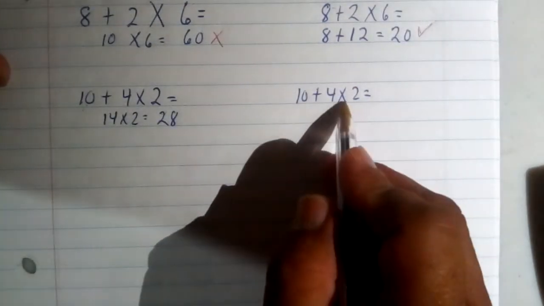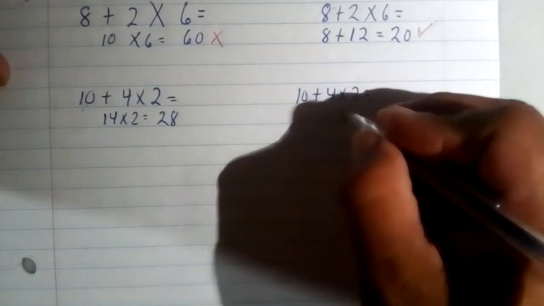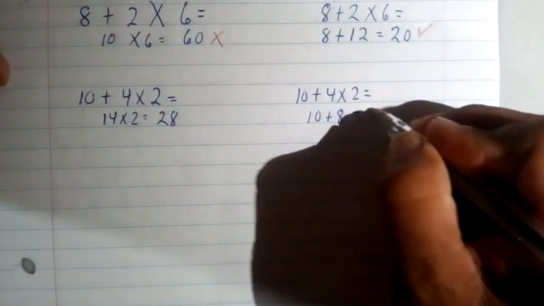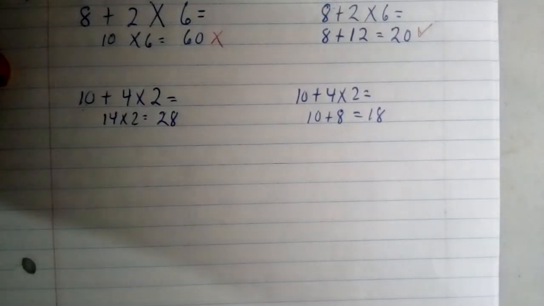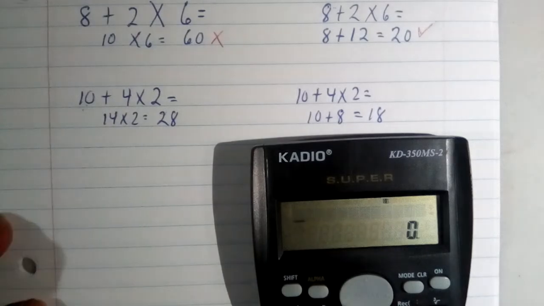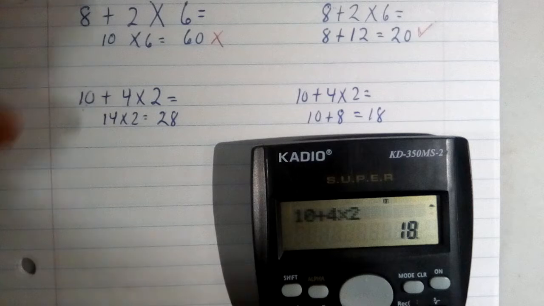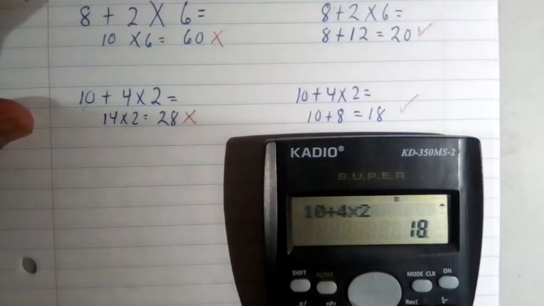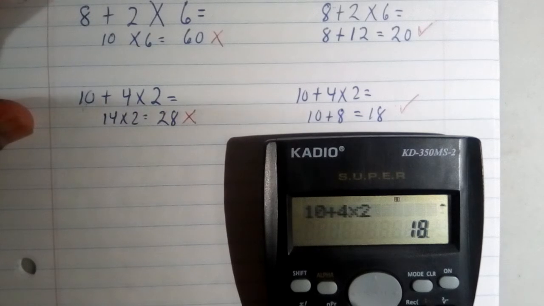Let's try the next one. Multiplication first, so we say 4 times 2 gives us 8 plus 10. Alright, so now 10 plus 8 gives us 18. So let's see which one is the solution again. We're bringing in our judge, which is our calculator, and we do the same thing over again. We say 10 plus 4 times 2 equals. Therefore, the evidence points that this is the correct method, not this one here. So based on this observation, we can say that multiplication must be done first before addition.